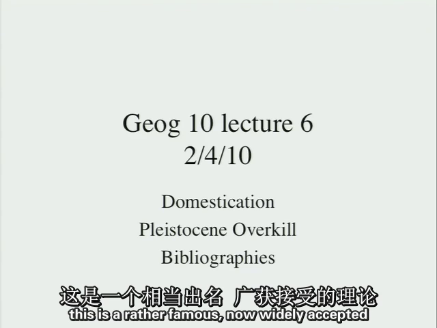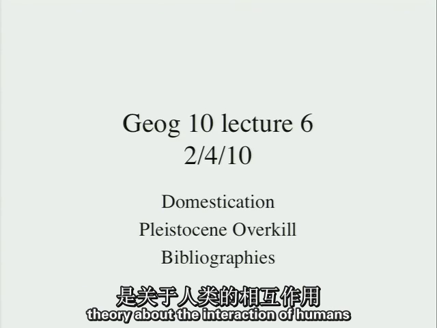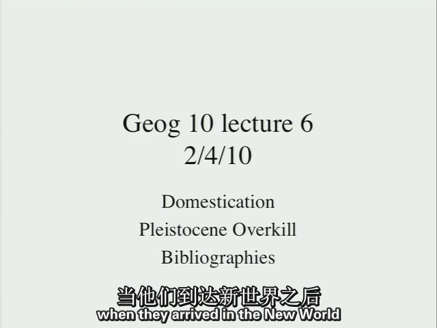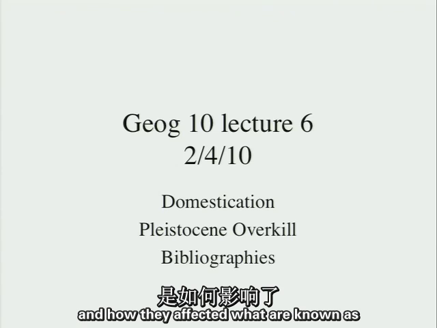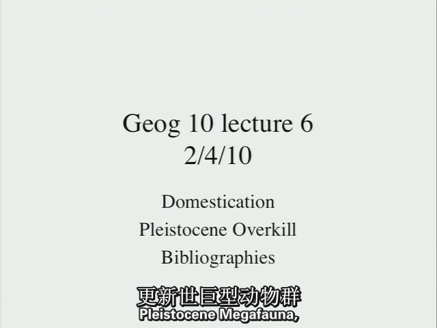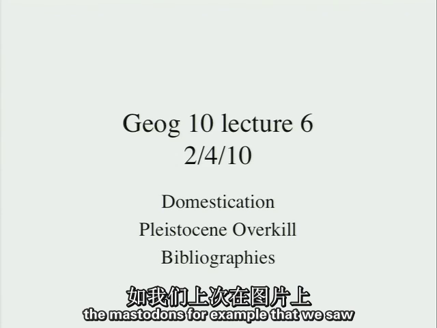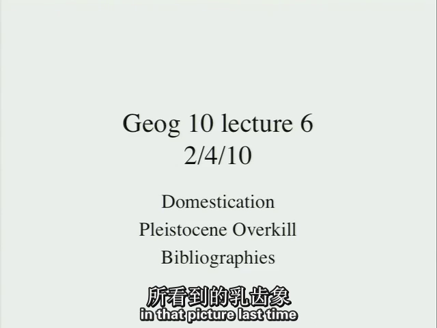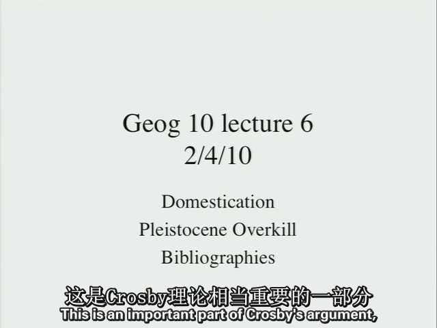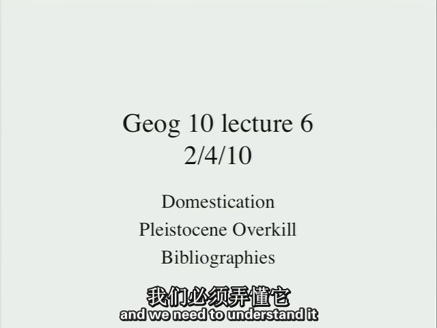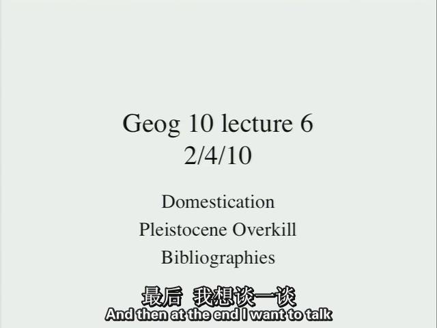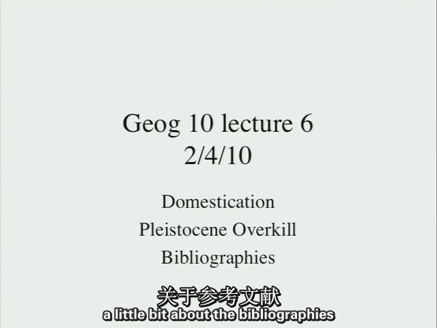This is a rather famous, now widely accepted theory about the interaction of humans when they arrived in the New World, and how they affected what are known as Pleistocene megafauna. Some of those large animals, the mastodons, for example, that we saw in that picture last time. This is an important part of Crosby's argument, and we need to understand it. And then at the end, I want to talk a little bit about the bibliographies.